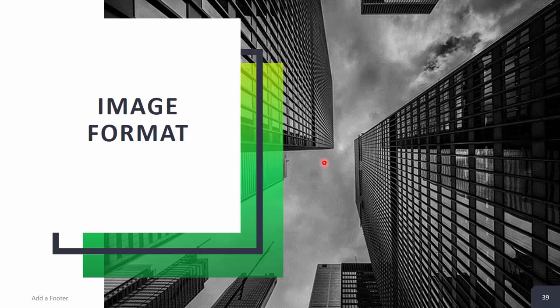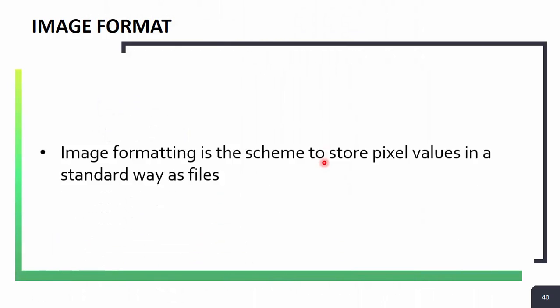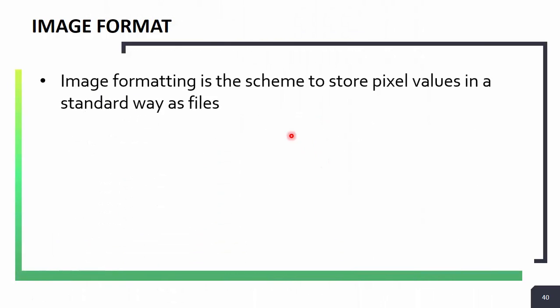Next, finally, let us talk about image format. Image format is a scheme to store pixel values in a standard way as files. The concept of rastering, or the concept of arranging pixels in an image, is the same for any format. But how the information is stored, how the information is arranged, will be different from format to format.